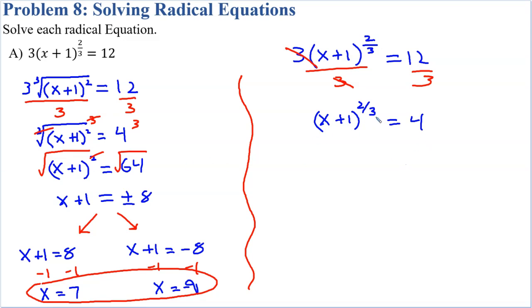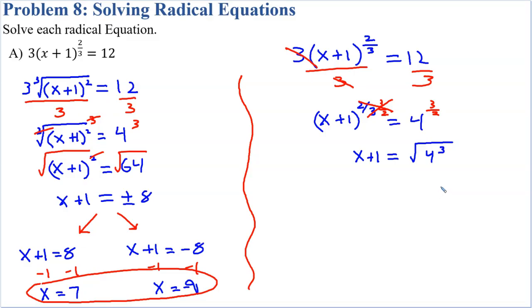And then to get rid of this exponent, what I'm going to do is I'm going to raise both sides to the reciprocal 3/2 power. Okay, because if I raise 2/3 to the 3/2, those will just cancel. That'll leave me with x plus 1 is equal to, then we have 4 to the 3/2 power. Now here what I'm going to have to do is evaluate. Okay, so I could write that as the square root of 4 to the 3rd.